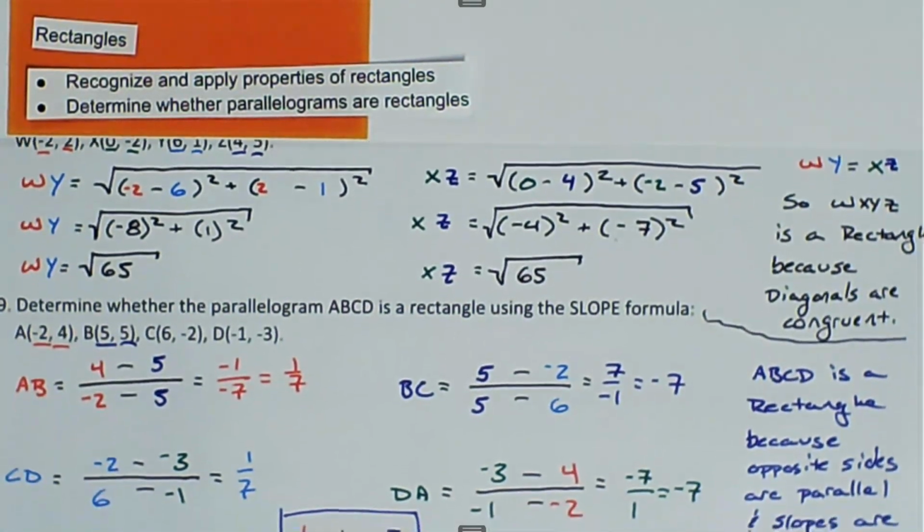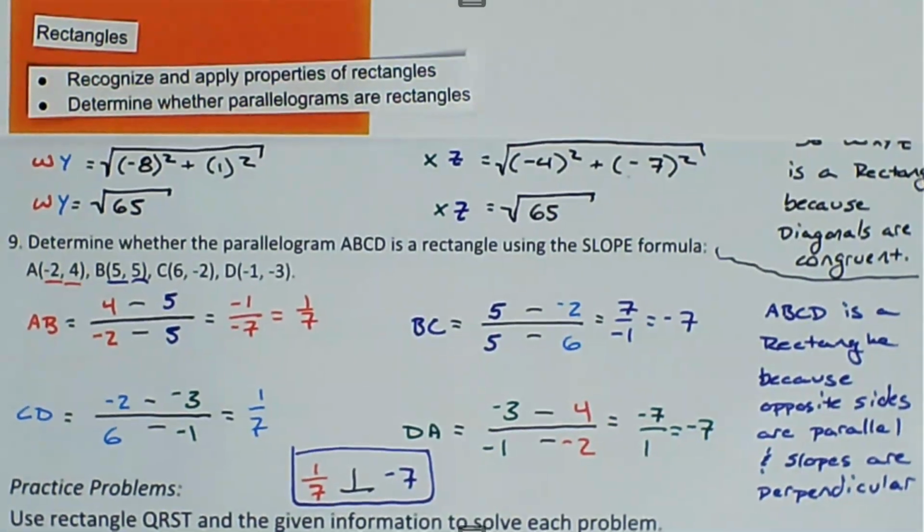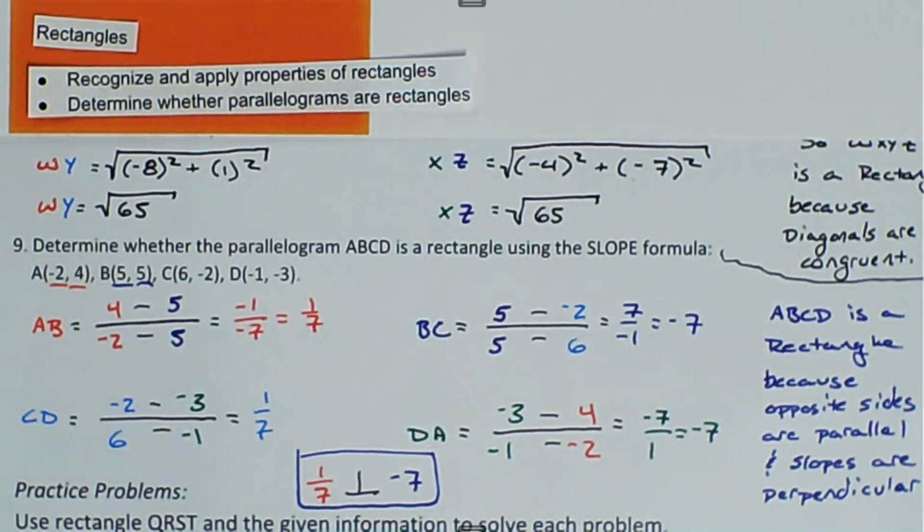Number 9, determine whether the parallelogram ABCD is a rectangle using the slope formula. And the only way that we can check this is we have to make sure that all 4 angles are 90-degree angles. So we have to check the slopes of all the sides.